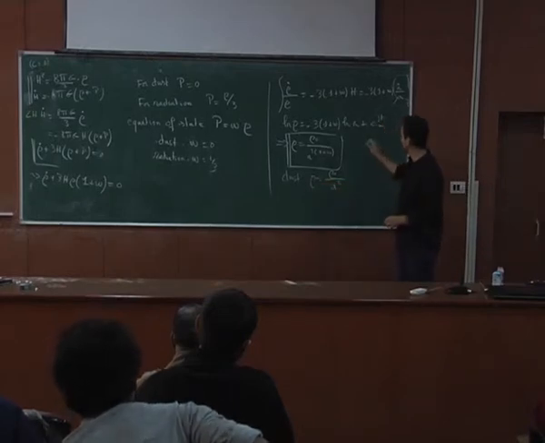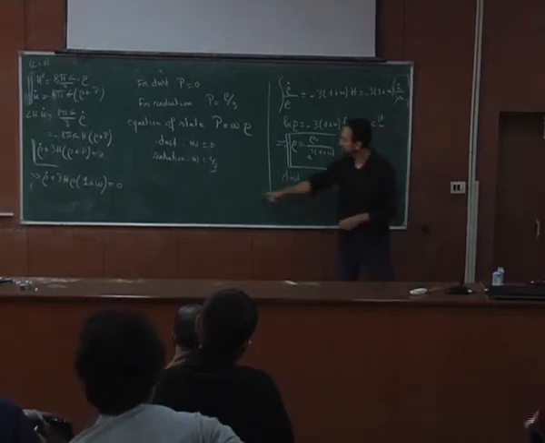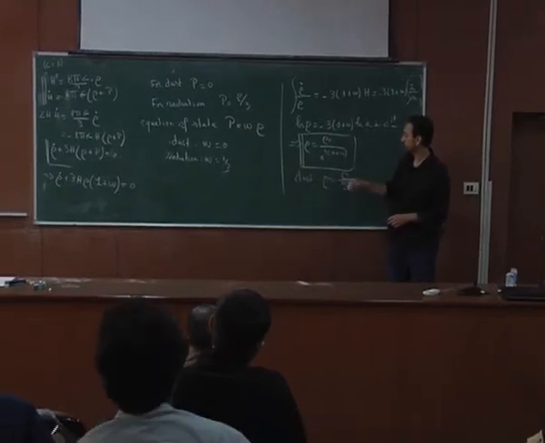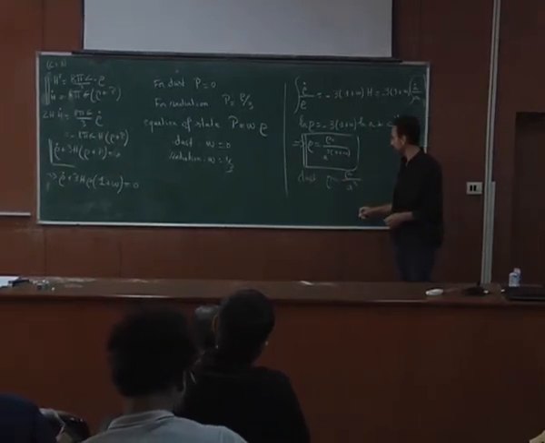But if you consider radiation, W is 1/3. So 1/3 plus 1 is 4/3, times 3 it's 4. So for radiation, you get 4 actually.